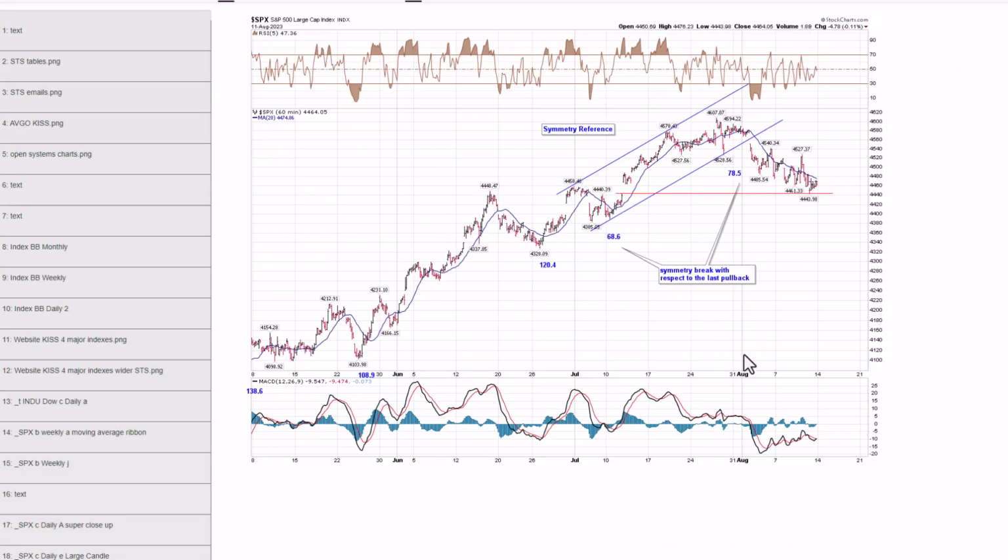Next, chart number 26, there's another 60-minute chart. Remember back in July, I talked about this symmetry break. You got a symmetry break here, and that played out. That argued for a lower high, which we got, and then another move down. And again, we filled that gap late last week.